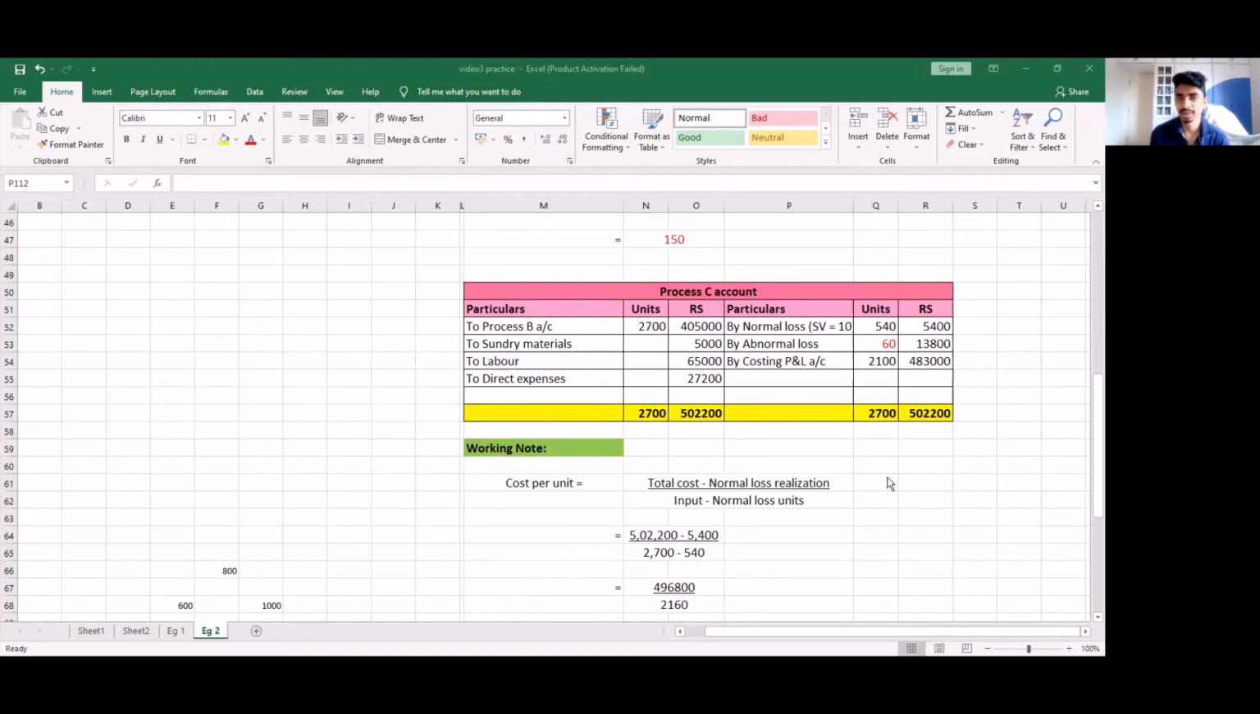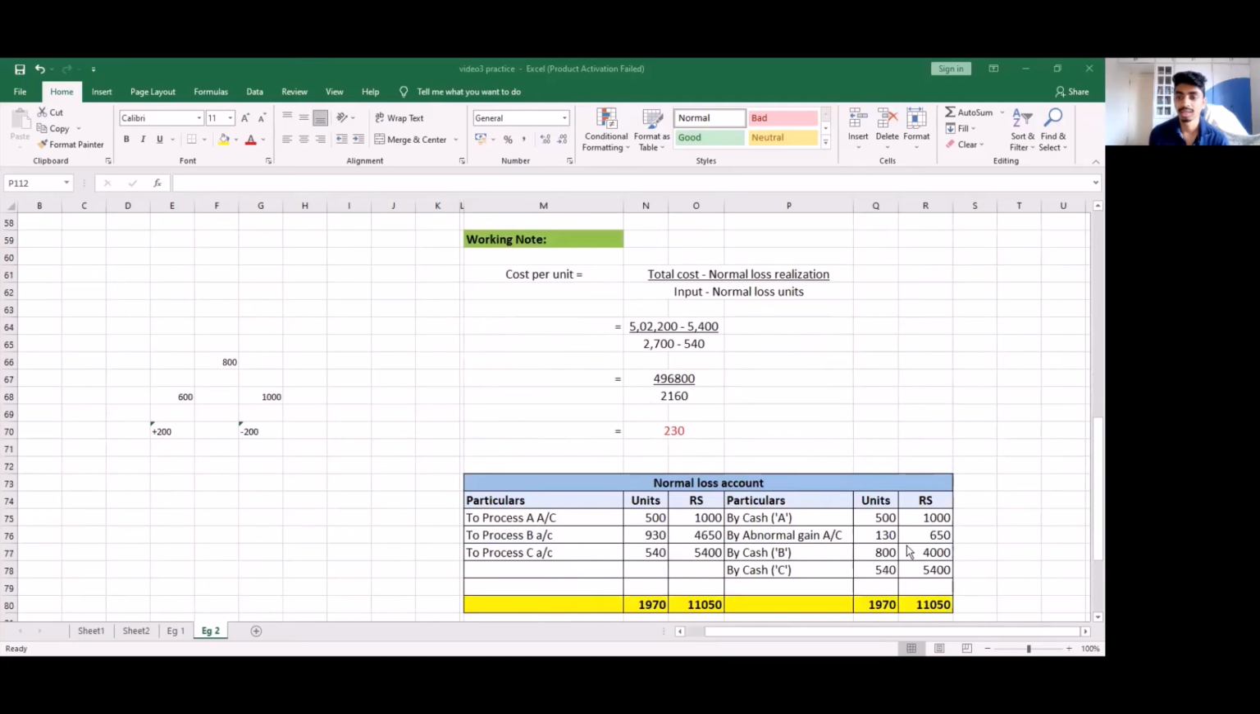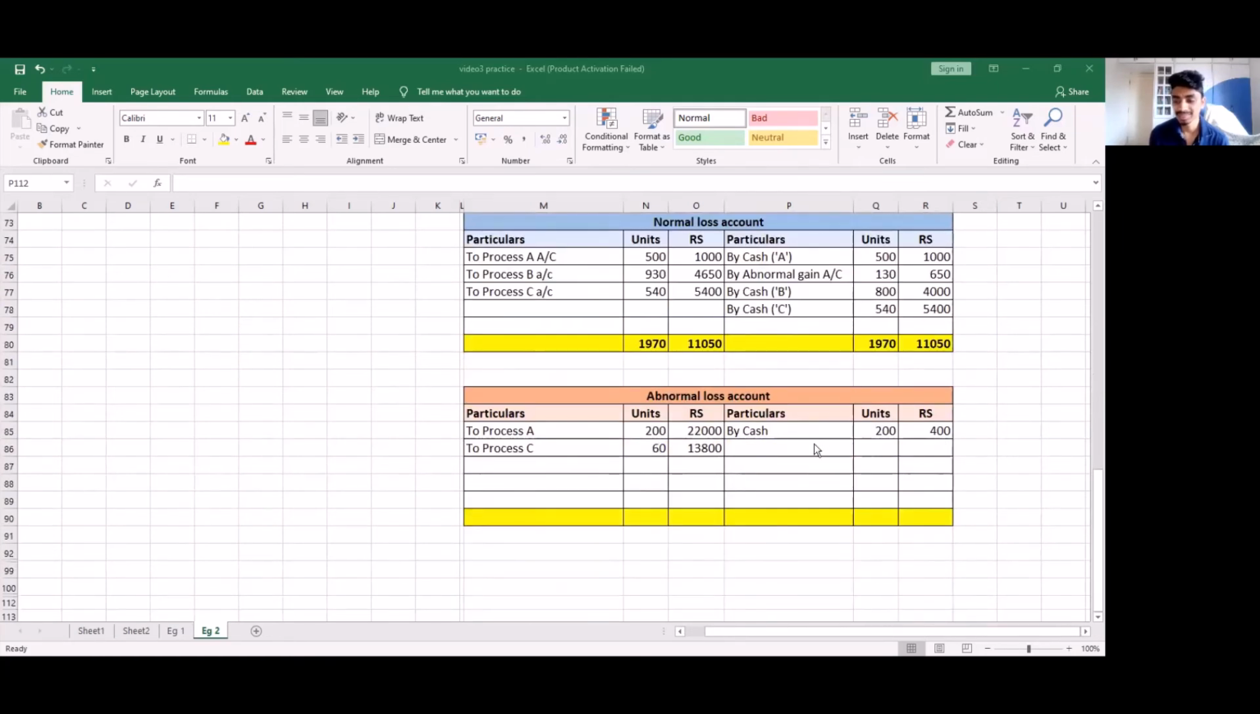So to understand this better, I would request you to watch my first video in this chapter, that is Introduction and Basics to Process Costing. And now, as I said, the business is going to bear the abnormal loss. So after the scrap realizes value, the remaining loss will be transferred to our costing P&L account. And we will account for this as by costing P&L account and enter the value of the difference of 22,000 minus 400, or what we realize in scrap.